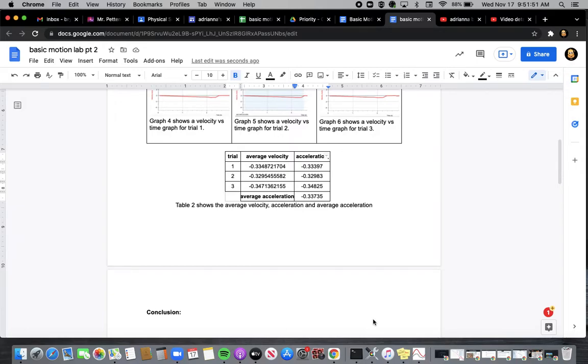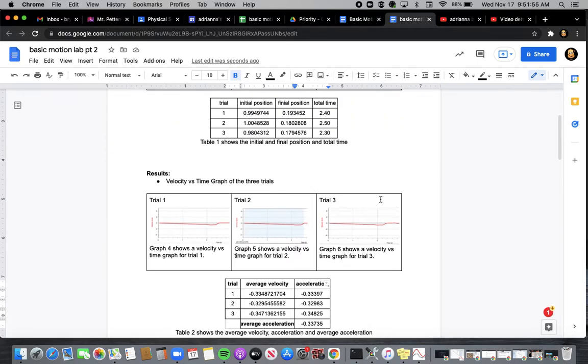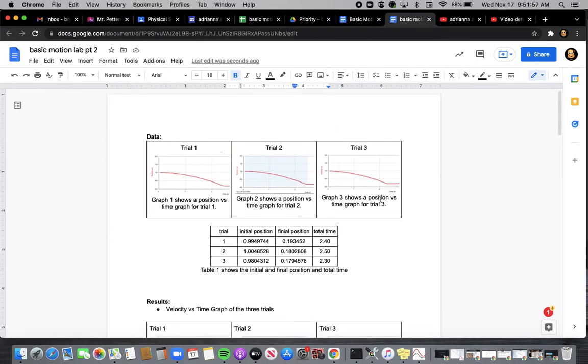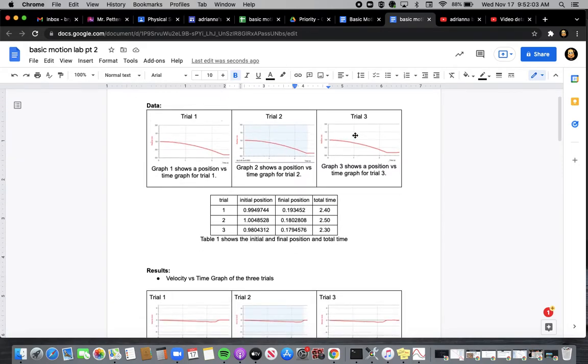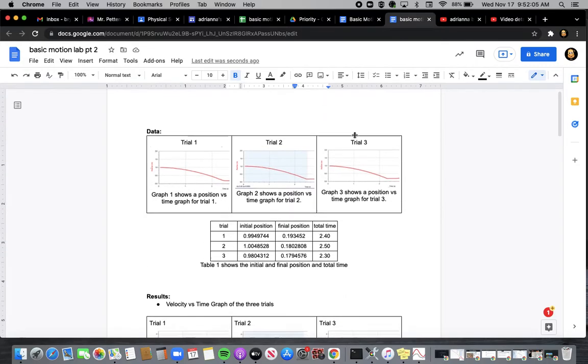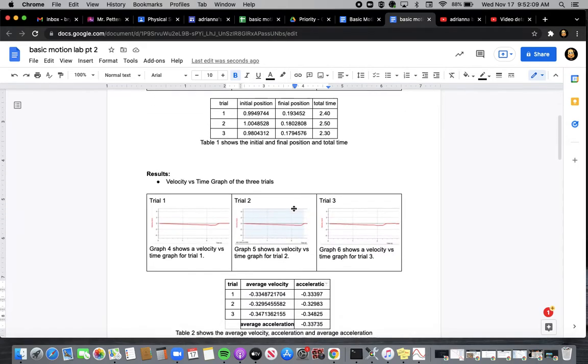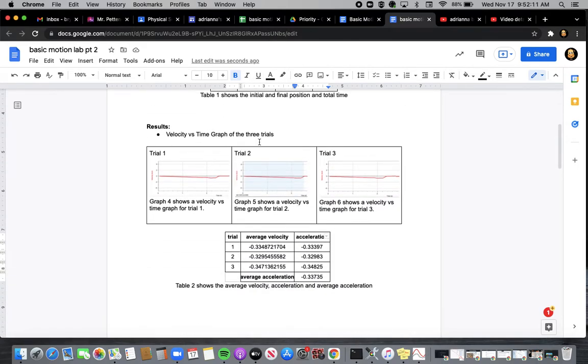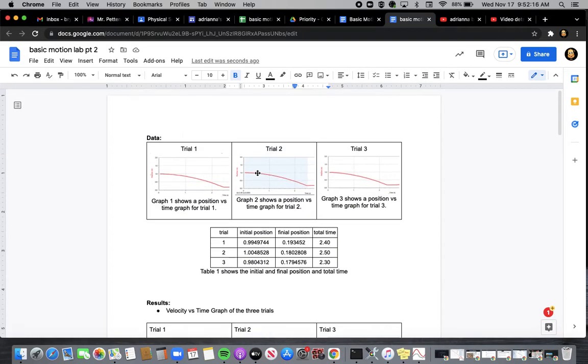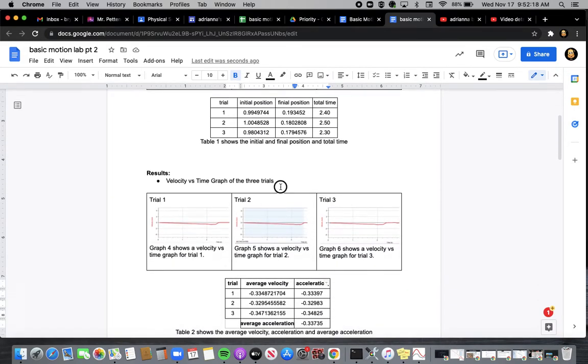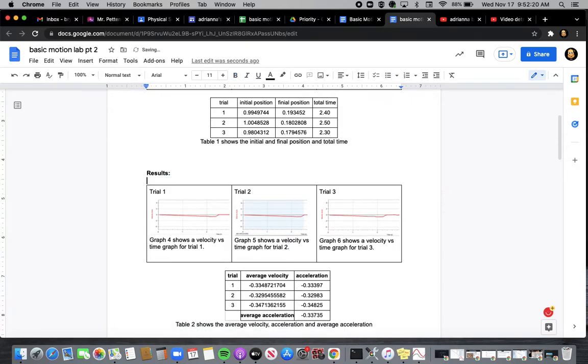How to write a conclusion on all of our data that we collected: I already set up all our data. This is Motion Lab, Basic Motion Lab Part 2. Here's all the data, trial 1, trial 2, trial 3. Right here is the position versus time graph, and then here is the velocity versus time graph. I have what we needed. I have to delete this because I already got down what we needed there.